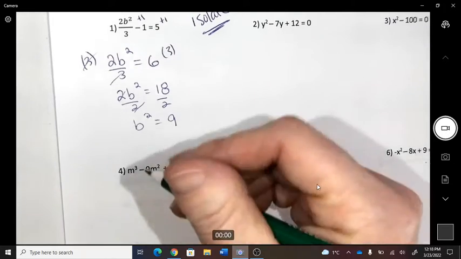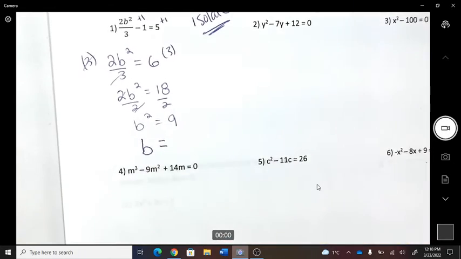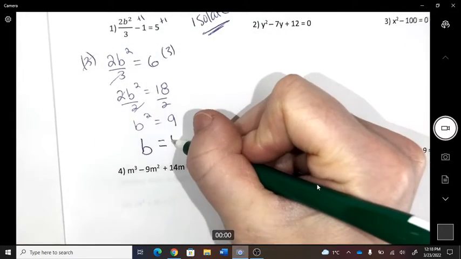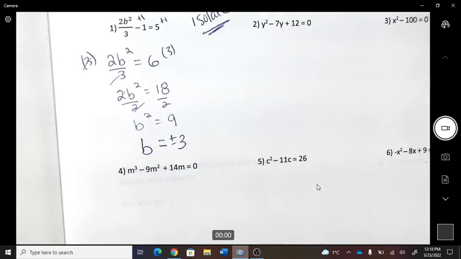Okay, what is the answer here? Be careful. It could be easy to lose a half of a point on your answer. Plus or minus 3. Okay, because when you square root it, it's 3, but you have to think what could square?